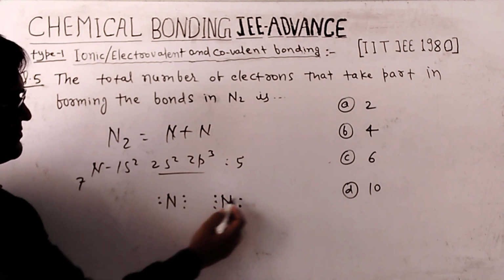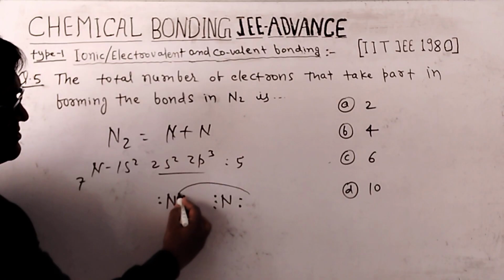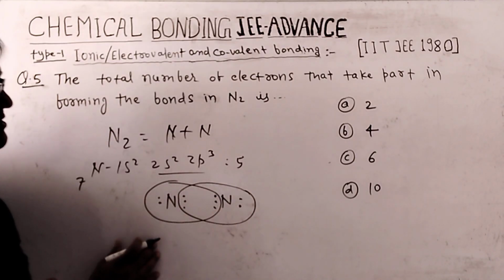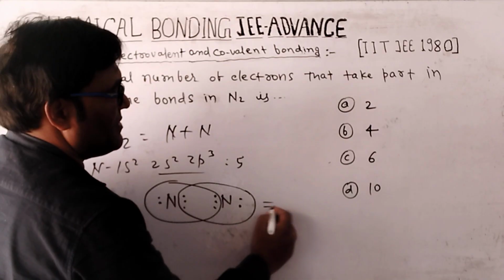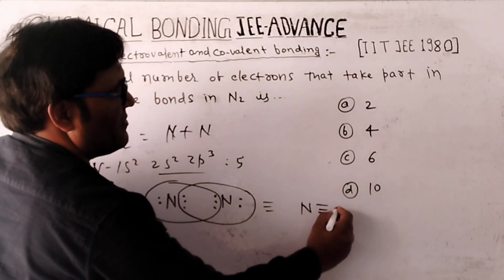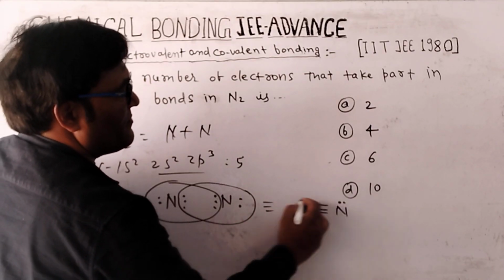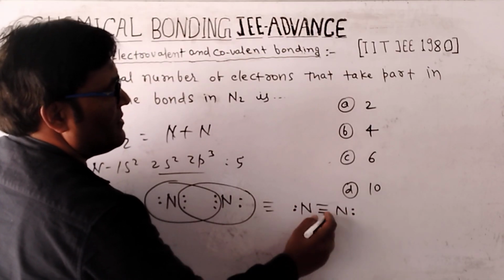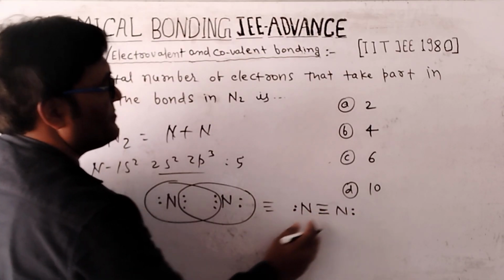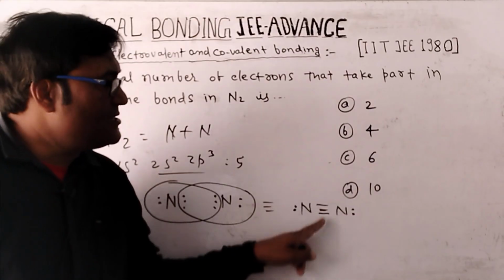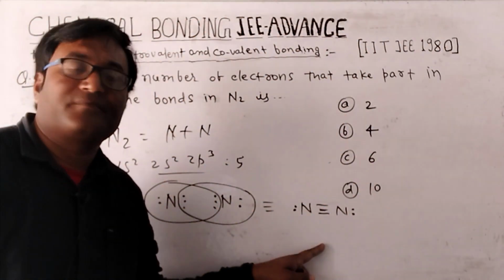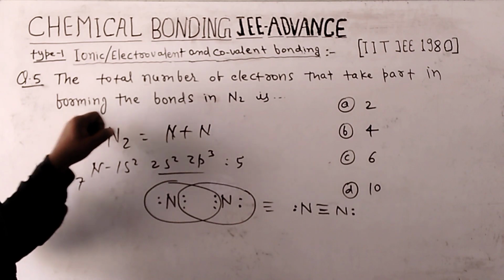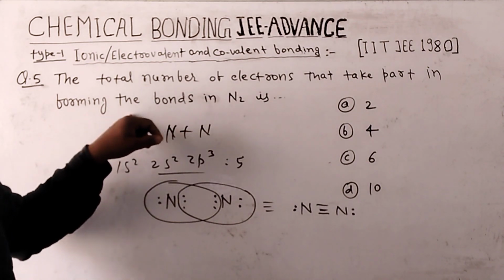Now in this structure, nitrogen shares equally with another nitrogen, and after completion of their octet we can get, you can write the lone pair here. In this representation, now the total number of electrons that take part in bond forming.